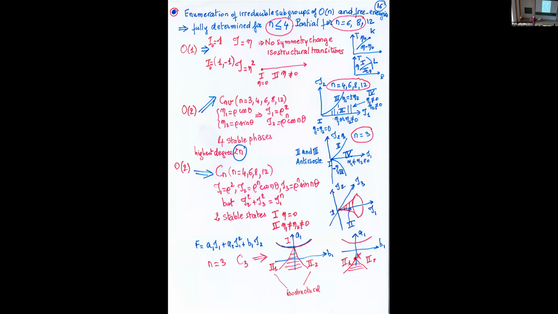And now there is a particular case which is n equals 3, because you have a cubic term, you see rho^3 cosine 3 theta. And so you have only first order transition. In reality, the phase diagram is very interesting because you have 1, 2, 3, 4, but 2 and 3 are anti-isostructural, which means that they have the same structure, but the order parameter has opposite sign.